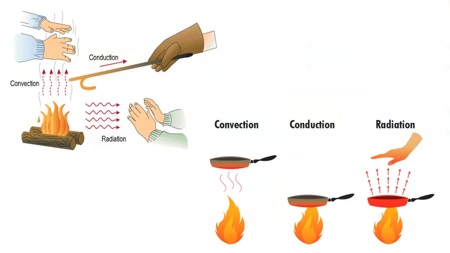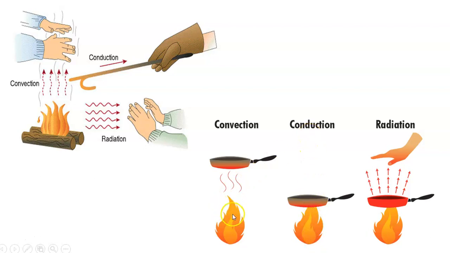Now let us see another picture, two pictures actually. First we are going to look at this particular picture. Look over here. This pan is being heated on the flame. The flame is touching the pan and the pan is being heated. So over here the mode of transfer of heat is conduction.